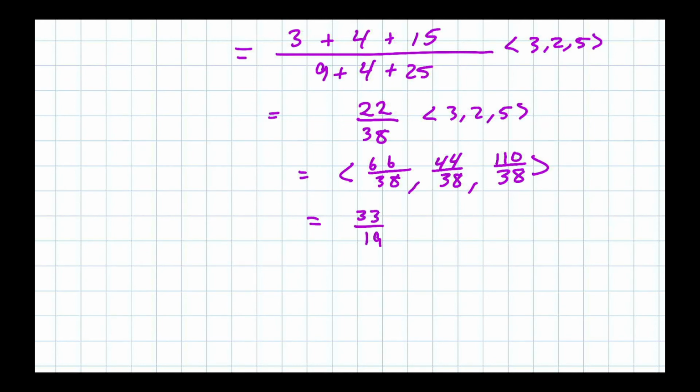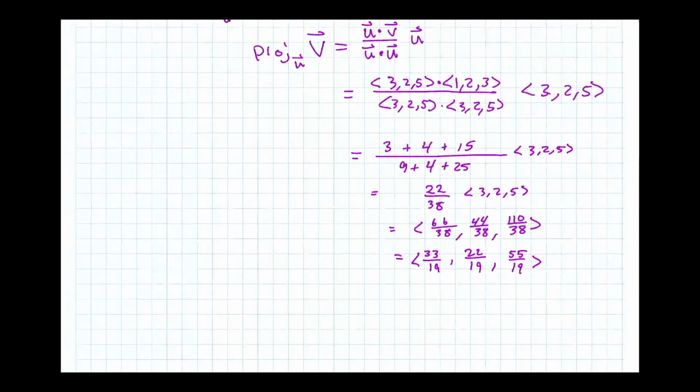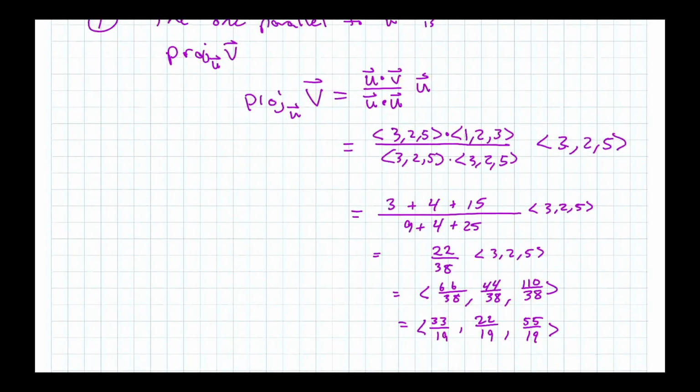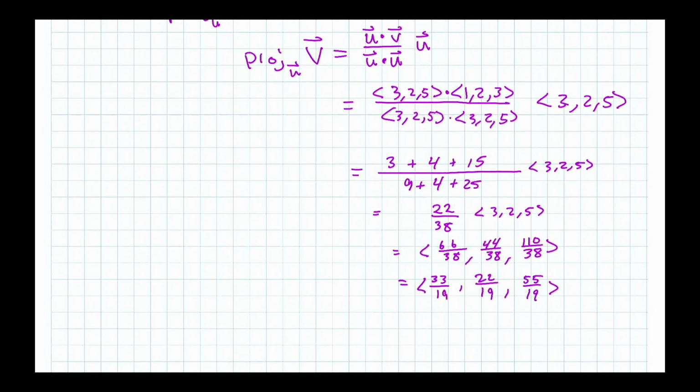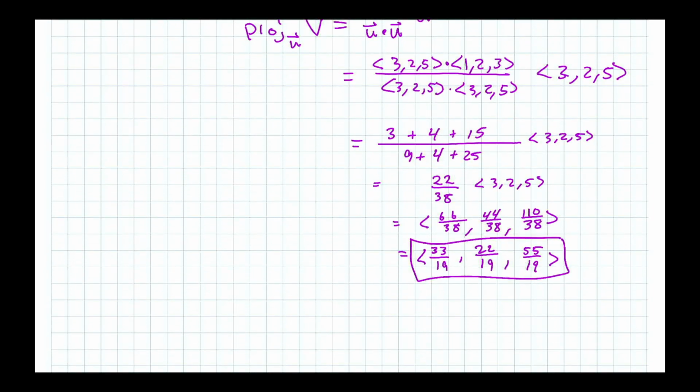33 over 19, 22 over 19, 55 over 19. Right? I think I did that right. I'm not going to check that on the computer. I'm just going to assume I'm right. So let's hope for the best. So we have that. Okay, so that's half of my answer.